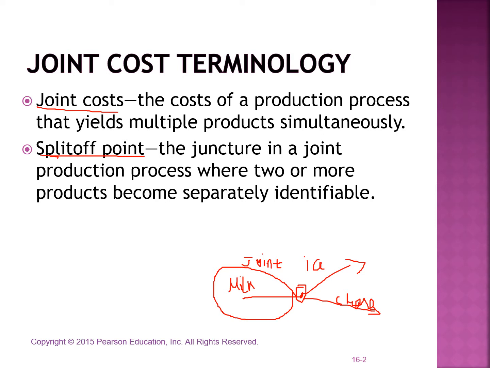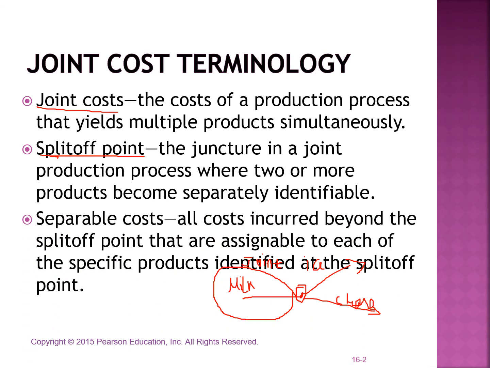The split-off point is the point where the joint production process will result in two or more products that can be separately identifiable. And then we have the separable cost. Separable cost is any cost that you are going to incur on one of these products in order to yield a new product. For example, I resulted here in a cheese. I can add some additional cost to make that cheese, for example, white cheese or creamy cheese.